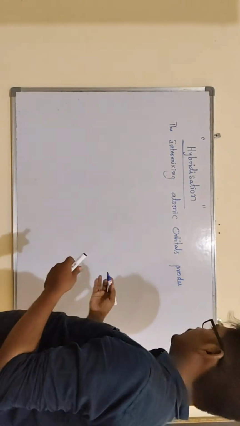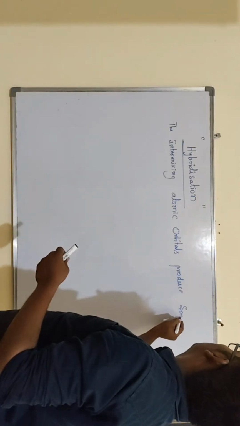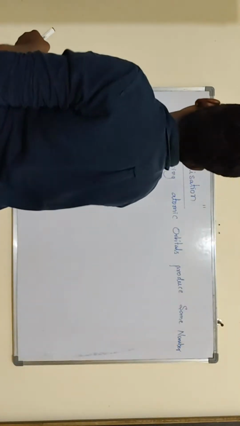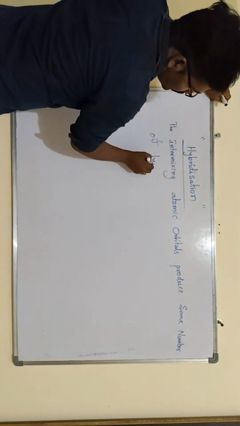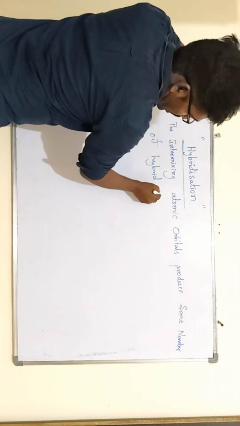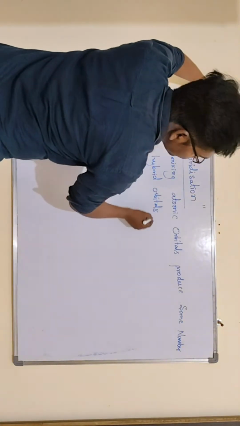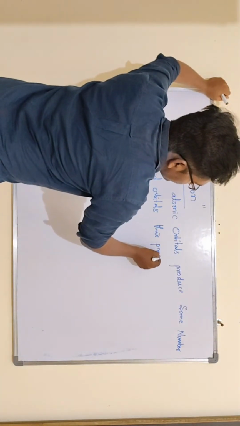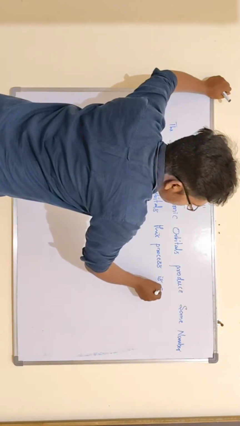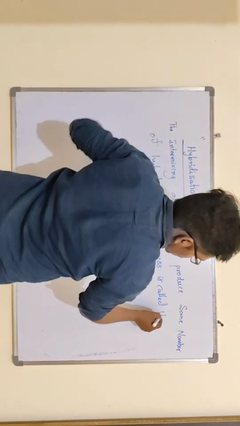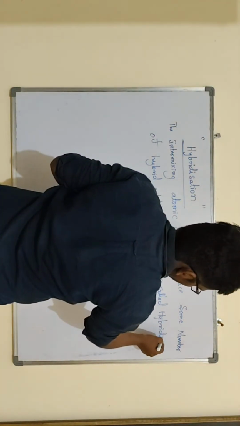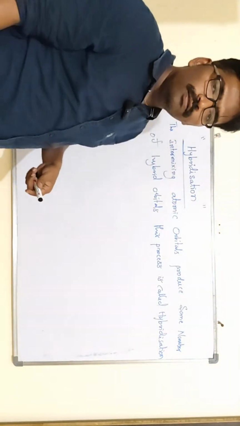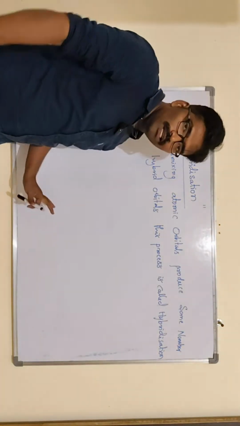produces the same number of hybrid orbitals. This process is called hybridization. Intermixing of atomic orbitals produces a new kind of hybrid orbitals, and that we call the hybridization process.